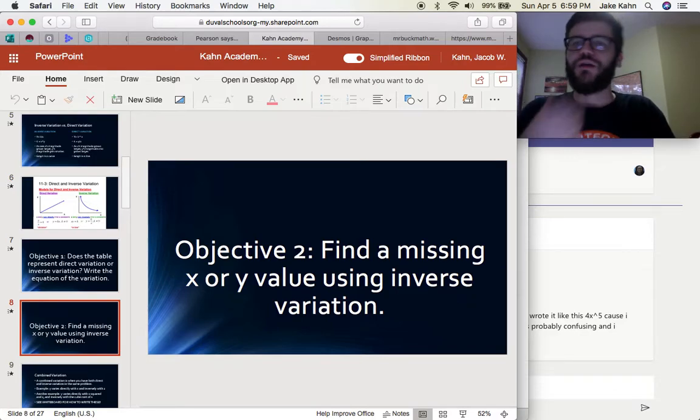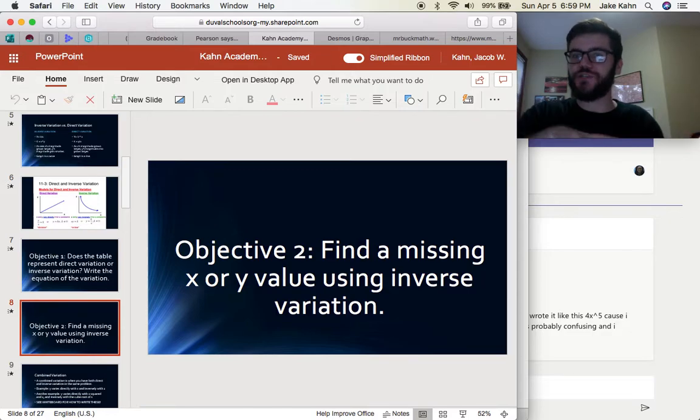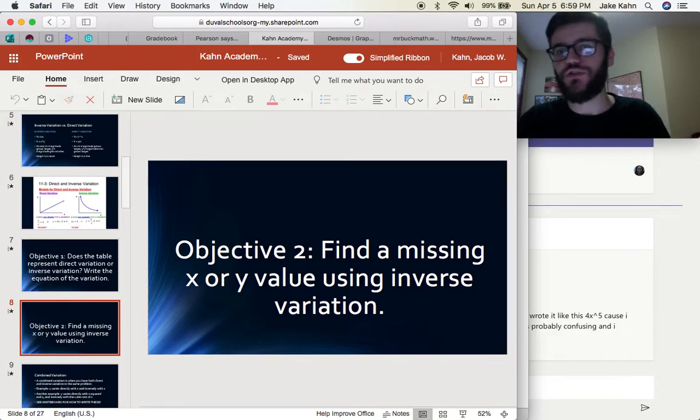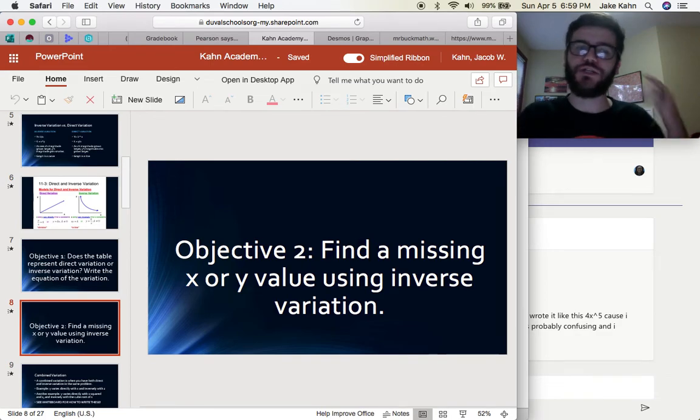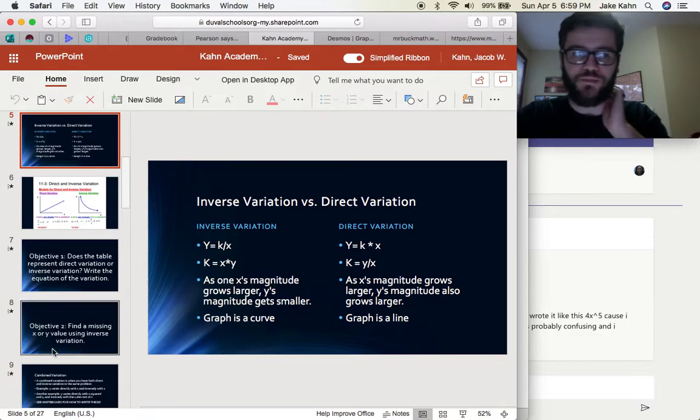Objective 2. We looked at a table. Now we're going to look at inverse variations without a table. What you're going to be doing in objective 2 is find a missing x or y value using inverse variation. You don't need any more notes to do this. You actually have all the notes that you need from this slide right here. Okay, so let's move forward.